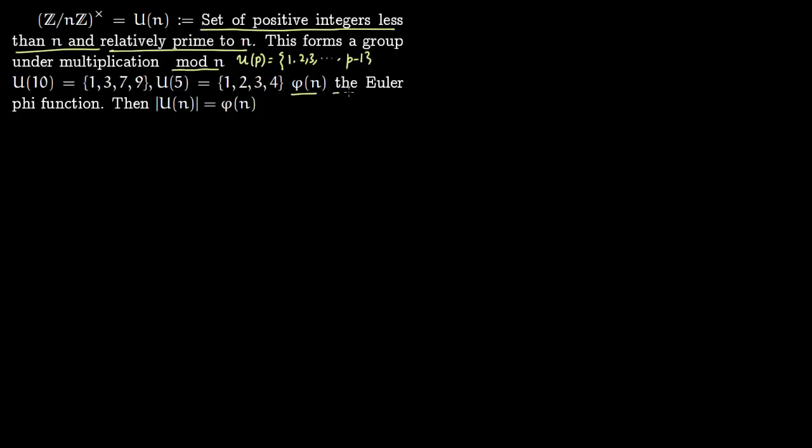So this varphi of n is the Euler phi function, and the definition of varphi of n is precisely the size of the group U(n). So that is the number of elements which are relatively prime to n. So now you can see varphi of 10, count the number of elements here, 1, 2, 3, 4. So there are 4 elements. And now you see varphi of 5 is 5 minus 1, 4 elements. So in general, varphi of p, the number of elements would be p minus 1.